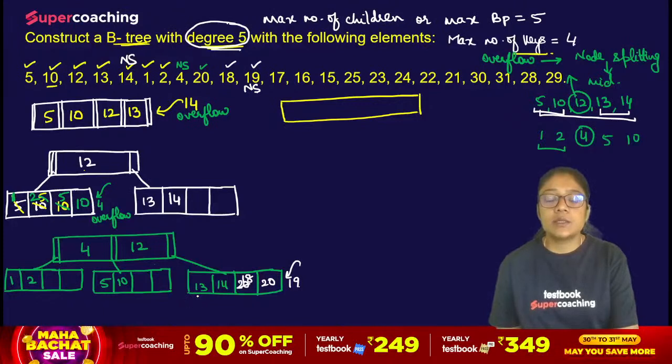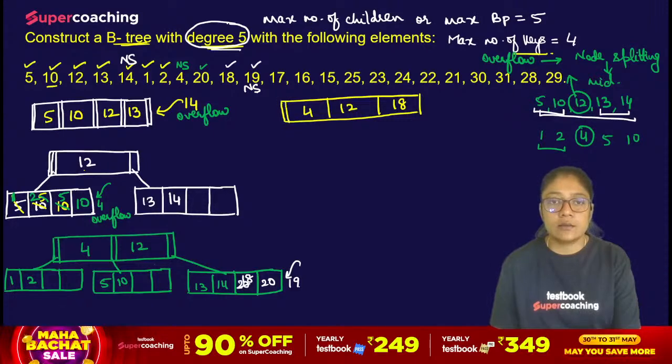On what basis will the node splitting happen? 13, 14, 18, 19 and 20. So 18 will be going to the internal level, 12 and 18. To the left side, we have 1 and 2, and 5 and 10.